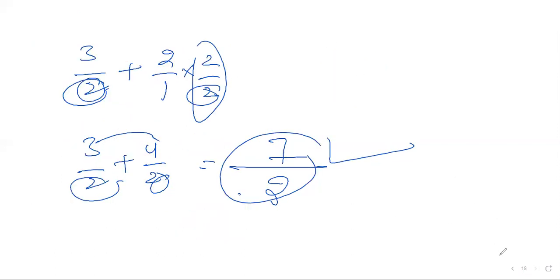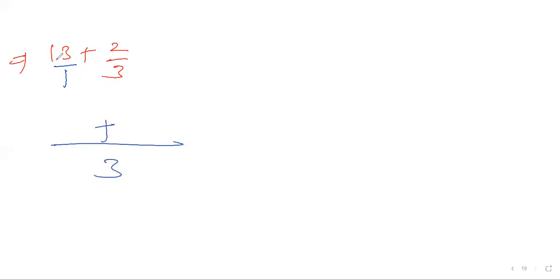So let me take one more problem for your understanding. This is 13 plus 2 by 3. So basically you need to understand 13 is nothing but 13 by 1, plus 2 by 3. The LCM of 1 and 3 is how much? 3 only, no? So 13 by 1 into 3, 3 and 3 cancel. 13 threes are 39. 2 by 3 into 3, 3 and 3 cancel. The answer is 2. So 39 plus 2, 41 by 3.